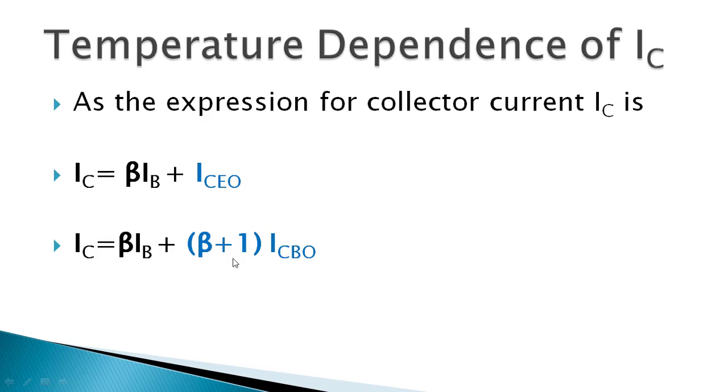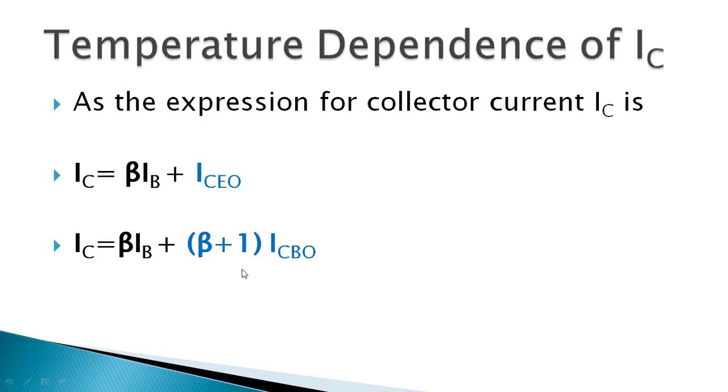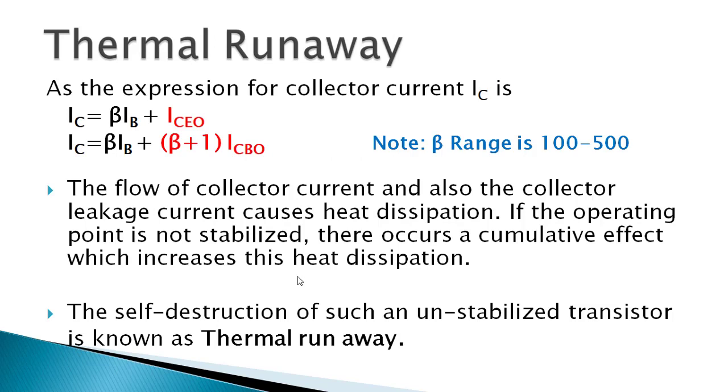Generally the beta value of a transistor ranges from 100 to 500, so it should be a notable effect. This collector current is greatly influenced by the collector base leakage current as well as beta, so we should compensate this effect. Then individual variations. What do individual variations mean? The value of beta and the value of VBE are not the same for all transistors. Every transistor has small variations in beta as well as small variations in VBE. So whenever a transistor is replaced due to a fault, the operating point tends to change. Hence it is necessary to stabilize the operating point.